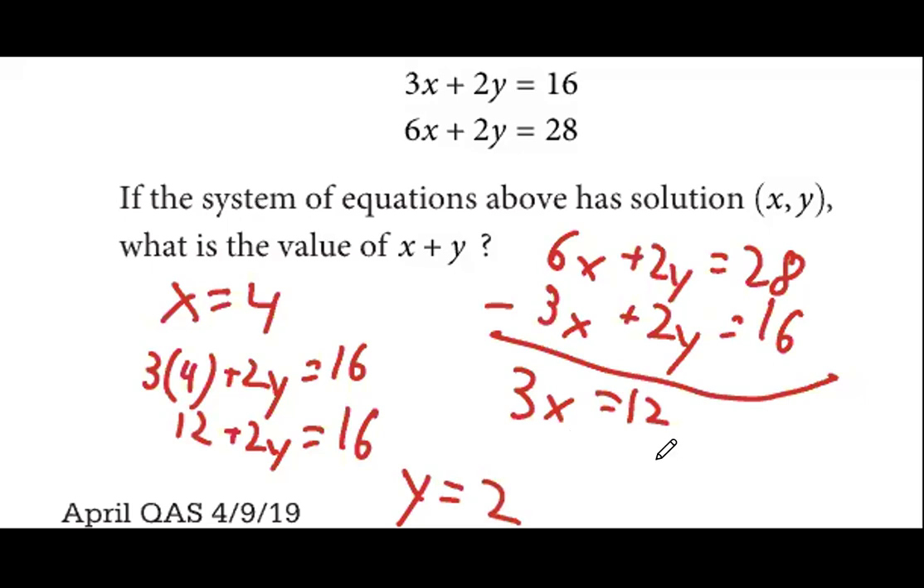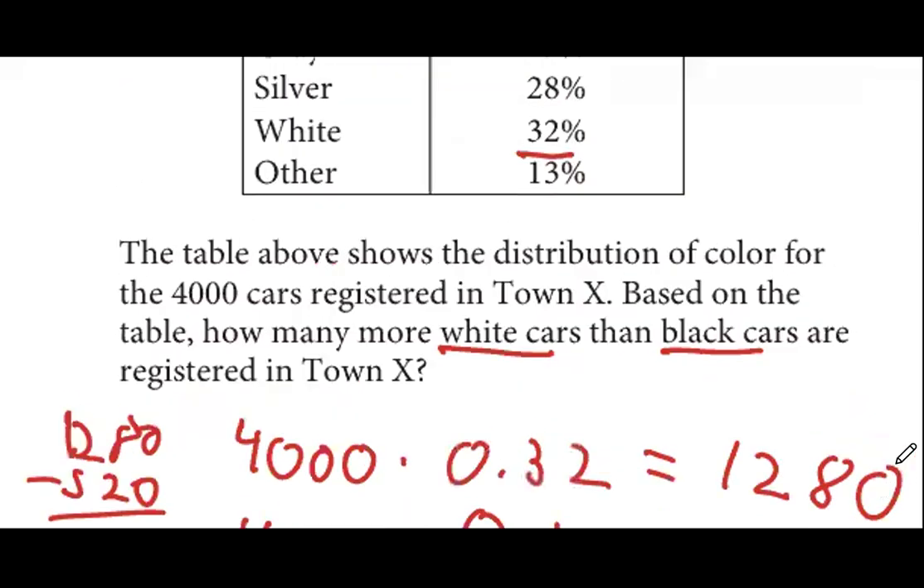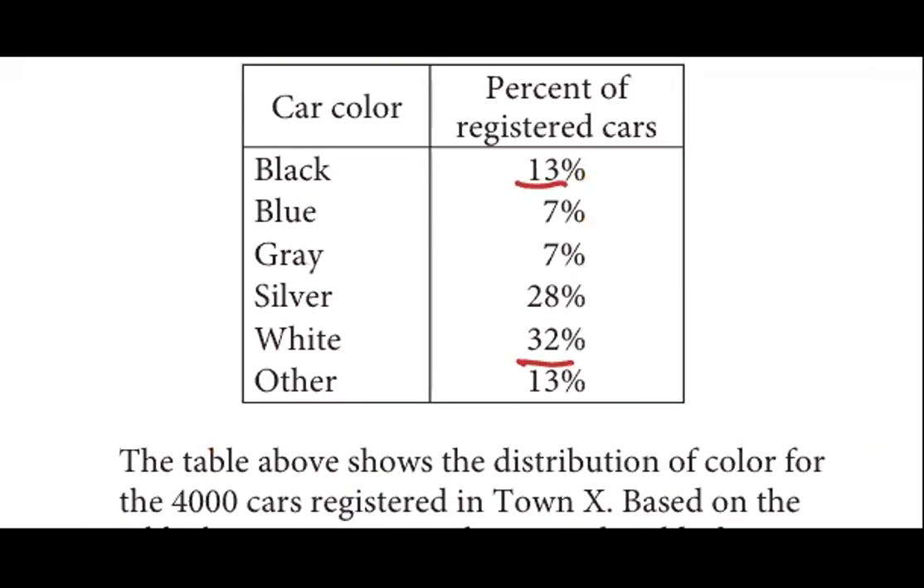What is the value of x plus y? 4 plus 2 is equal to 6. So the correct answer is 6. Okay, question 34.